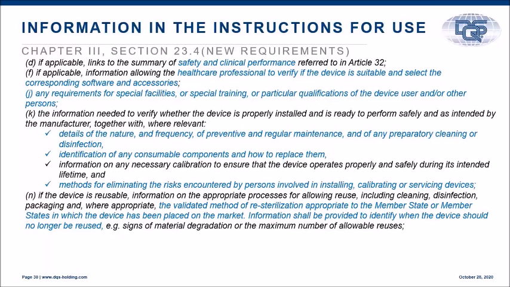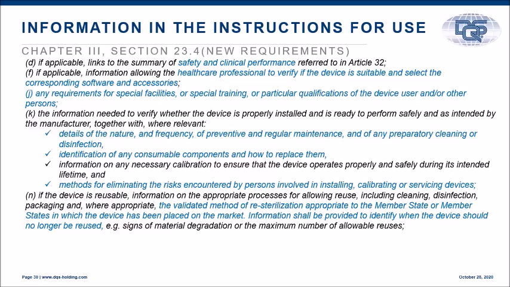Other requirements: preventive and regular maintenance methods need to be stated in the user manual. Identification of consumable components and how to replace them. So what are all the consumables and how to replace them? This information needs to be provided. Methods for eliminating the risk encountered by persons involved in installing, calibrating or servicing. So whatever risk is associated with people involved in installing or calibrating the device or servicing the device, those things also need to be part of the documentation along with the product.